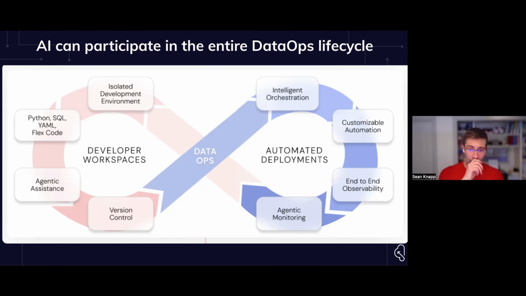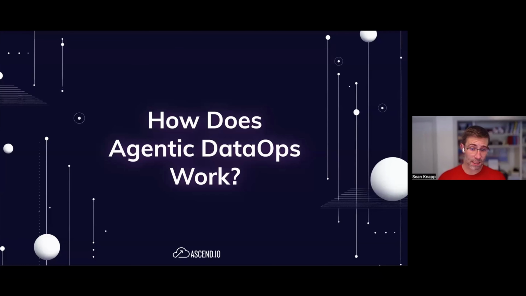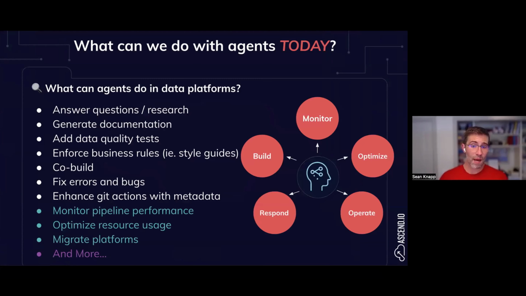When we're on the left-hand side, we're able to see AI participate tremendously in our building experience. When we're on the right-hand side, AI can actually operate largely unsupervised, with our direction, to help offload a huge amount of the work that we ordinarily would have to do. Now, to give you a few examples of this, let's dive into how agentic data ops works and what these agents can actually do today.